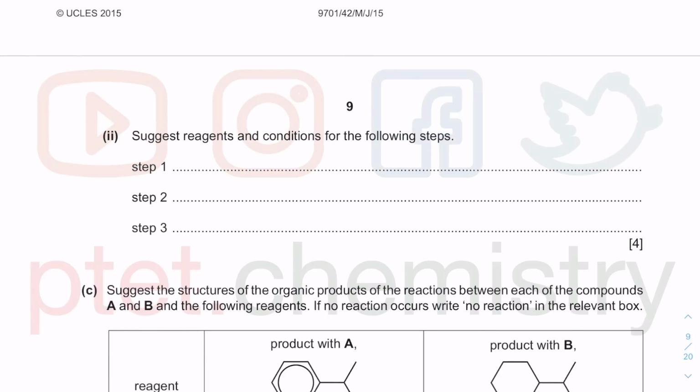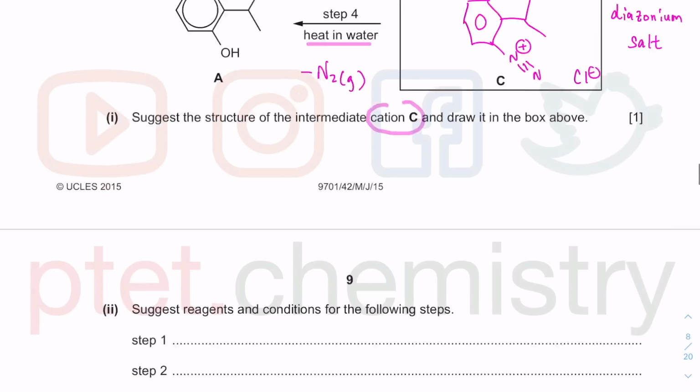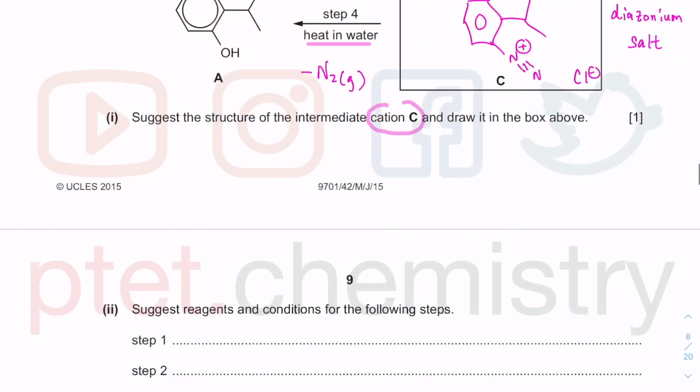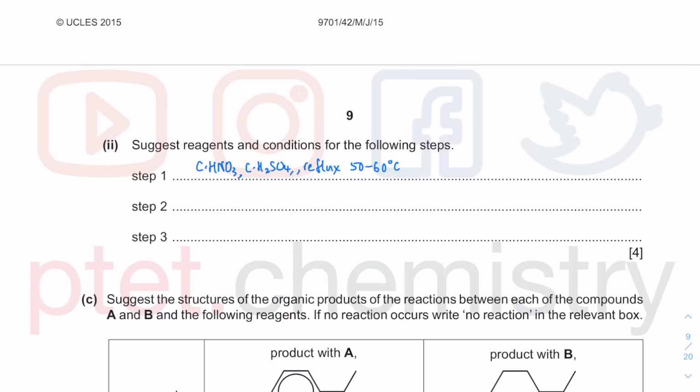Suggest reagents and conditions for the following steps. I did already. So step 1 was your electrophilic substitution, concentrated sulfuric acid and concentrated nitric acid, and reflux 50 to 60 degrees Celsius. That was it for step 1. And you should be able to write the balanced equation in order to generate the electrophile. So what happened there is you will get the NO2 plus, and then the sulfuric acid is a stronger acid. When the sulfuric acid acts as an acid, you will lose H plus, so you will become HSO4 minus.